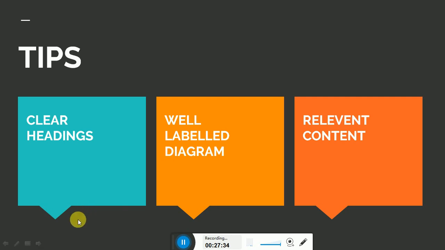So I hope this topic, posterior triangle of neck, is clear. If you have any doubts, you can ask me, you can WhatsApp me, or you can directly mail me.